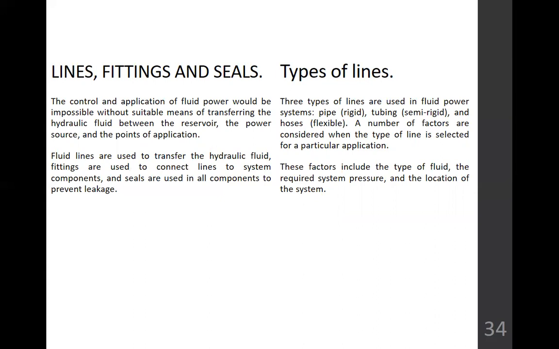So three types of lines are used in fluid power systems. We have the pipe, which is rigid, tubing, which is semi-rigid kasi na-bend mo siya, and hoses, flexible. Yan, talagang mapaikot siya. A number of factors are considered when the type of line is selected for a particular application. These factors include the type of fluid, the required system pressure, and the location of the system.